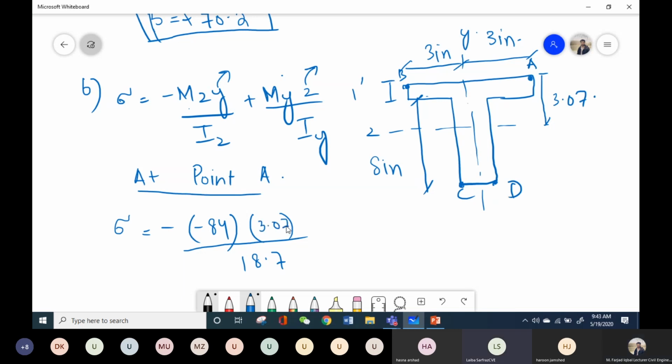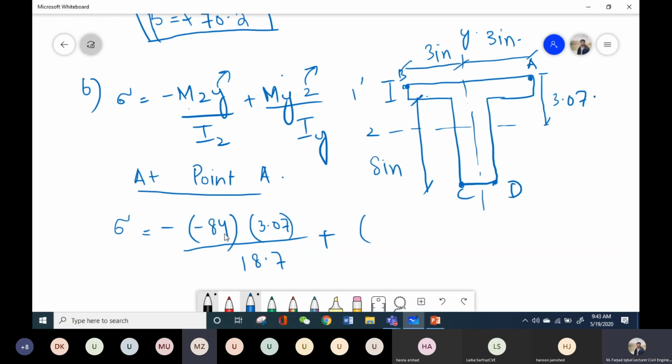So it would be positive. Yeah, it will be. And what is the z distance? So z distance would be 3. Z is negative 3 because it is in the negative z direction. So this moment My we calculated before also.